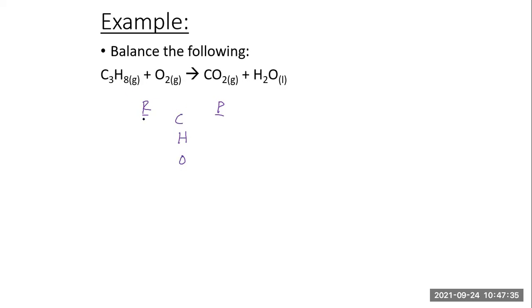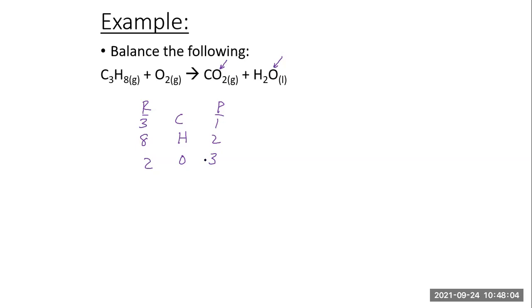Again, on the left-hand side, we have 3 carbons. Right-hand side, we have 1 carbon. Left-hand side, there are 8 hydrogens. Right-hand side, there are 2 hydrogens. 2 oxygens on the left, and on the right-hand side, we have 2 oxygens there and 1 more there. So that gives us 3 oxygens in this particular case.